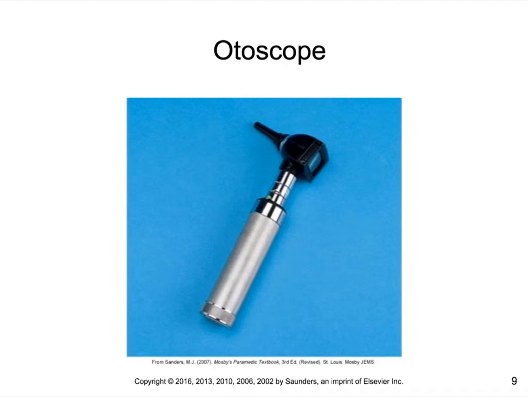This is an otoscope that we talked about as far as the physical assessment of a patient with hearing loss. You can take this, and it's got a light in it, and you can look at that external canal of the ear and look at the tympanic membrane to make sure it looks healthy.